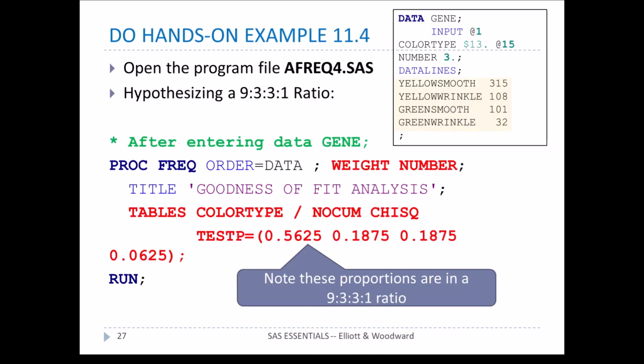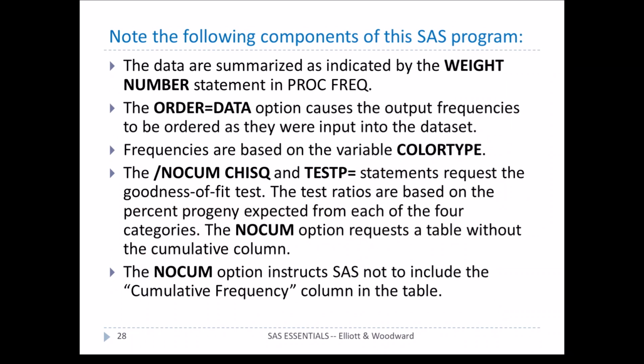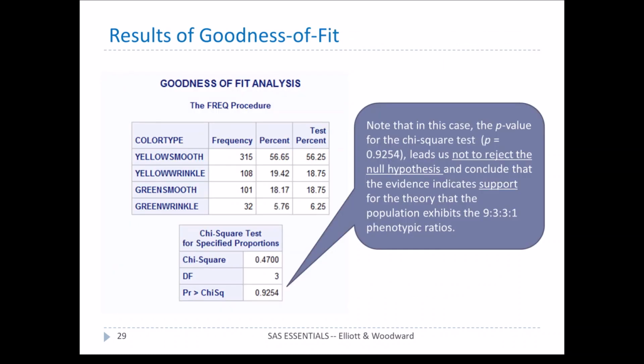All right, so just to go over that again, we're using the weight number because we have counts. Order=data is going to cause it to come out in the way that the data was created. We're going to use color type as the frequency. We're going to use the nocum and chisq options and the test P statement to request the particular percentages that we're interested in comparing to. All right, so let's look at the results.